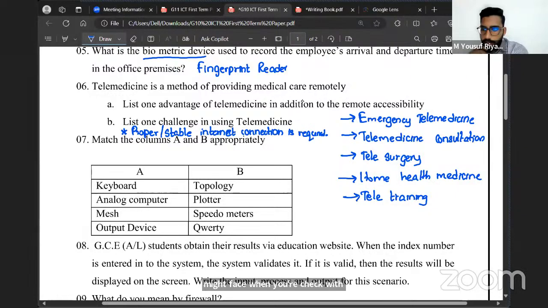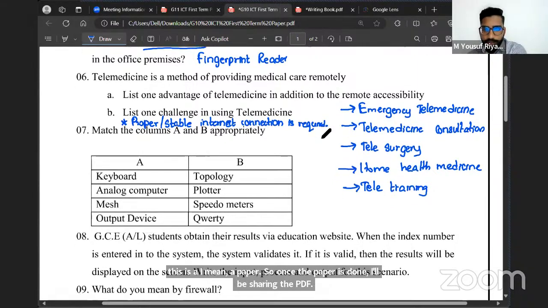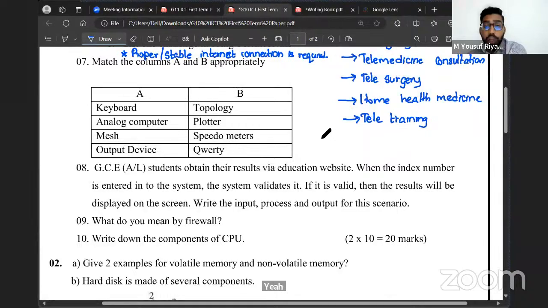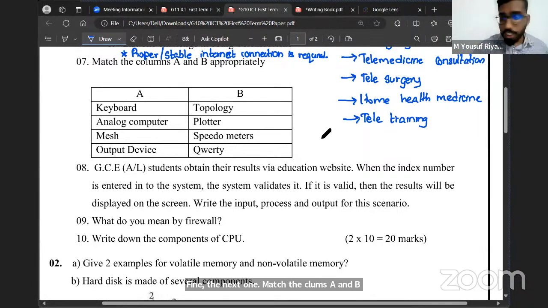Nuraz, this is a paper. Once the paper is done, I'll be sharing the PDF at the end in the channel. Fine. The next one. Match columns A and B appropriately. Meanwhile, if you have any questions regarding anything, you can drop them in the chat, okay? Because I'm going in the same flow.